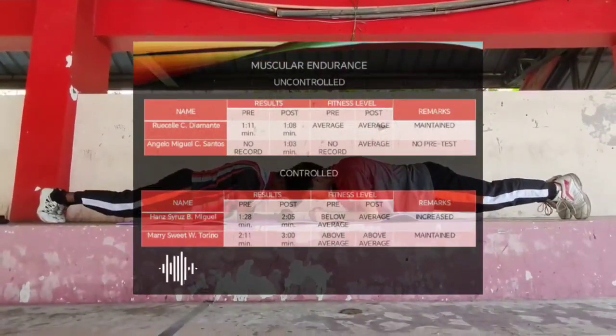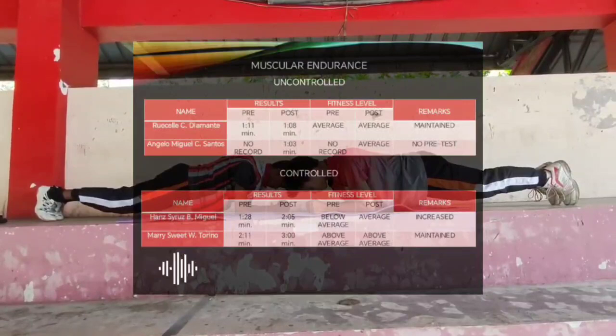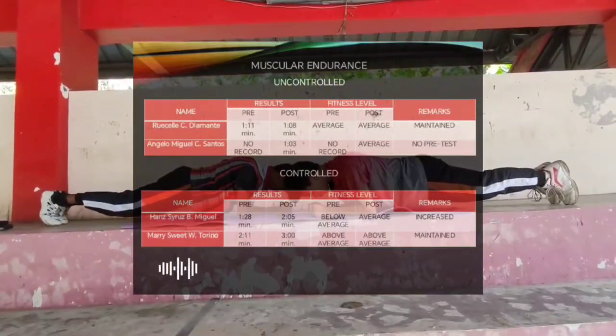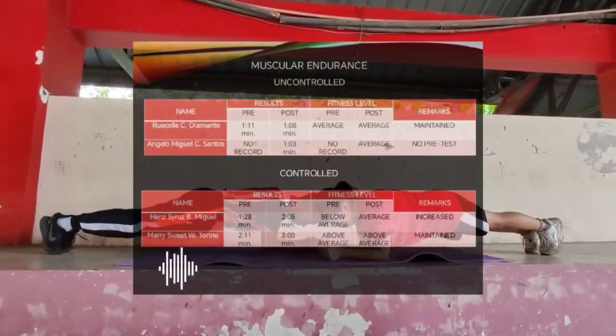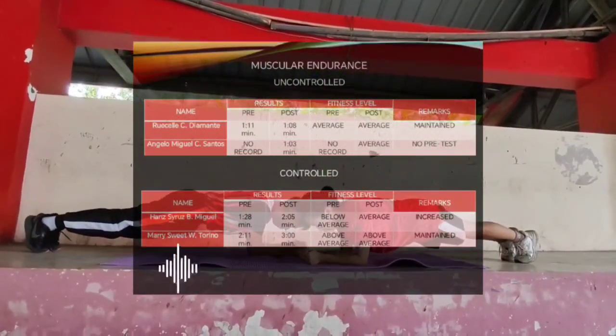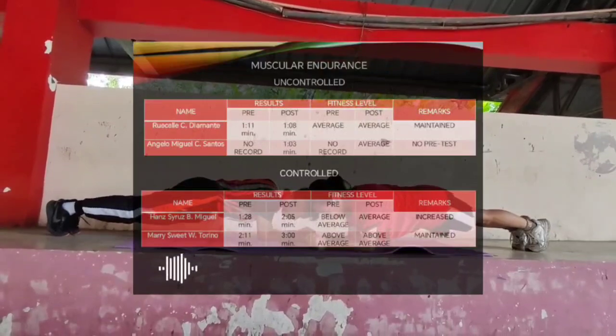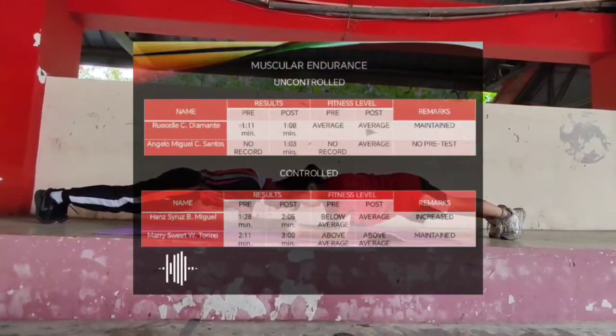So in our data, Rizal Diamante has the remarks of maintained. It is because he is part of the uncontrolled group, while Miguel and Torino have the remarks of increased because they are part of the controlled group which are doing resistance training in the gym.